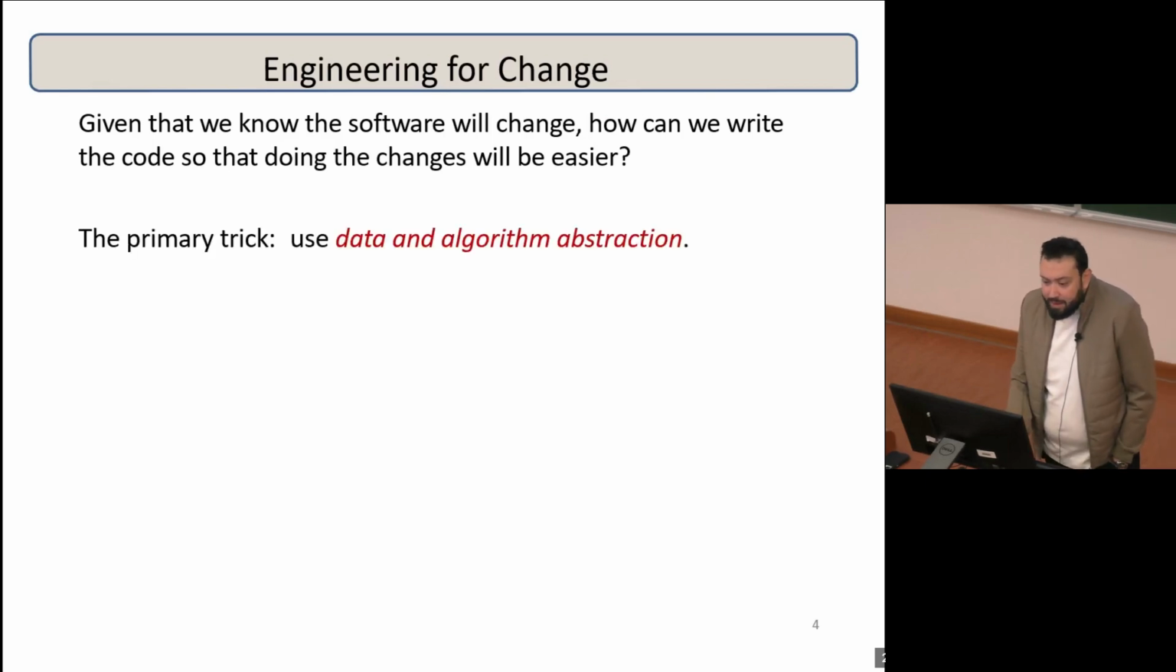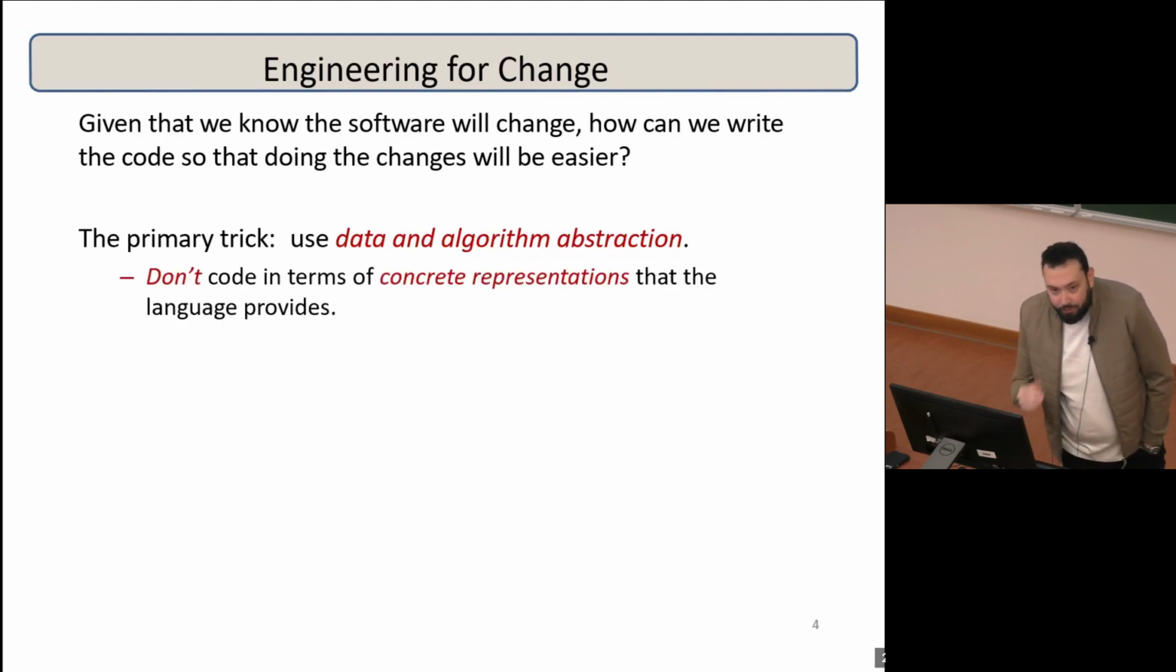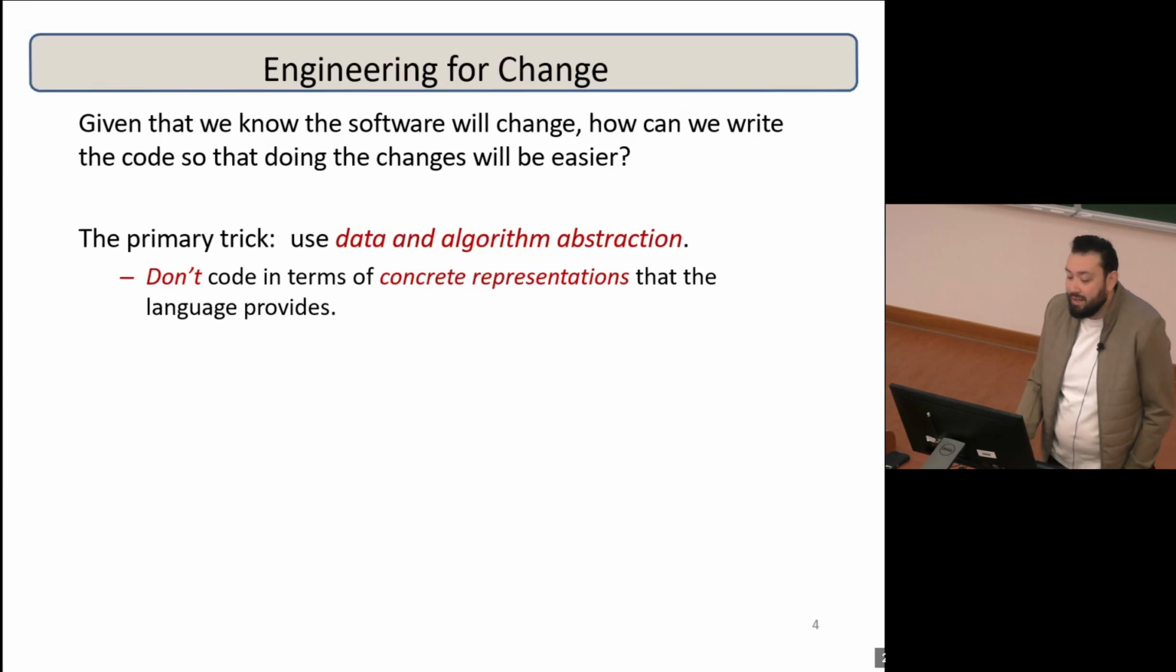Usually, the primary trick is to use data and algorithm abstraction, okay? The principle of this approach is that you don't code in terms of the concrete representation that the language provides. That means, let's say you're building something in Java, don't jump right away and start using Java libraries and all these things. We have to think first about our needs and how we can make this easier to work with.